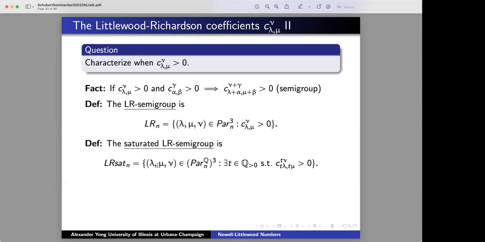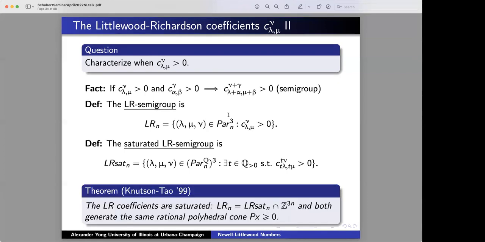What's that? Here, lambda mu nu are going to be rational partitions. That means non-negative decreasing sequences of rational numbers. And you are in the saturated LR semigroup if you can rescale by a positive rational to be in the LR semigroup. It's an odd definition, but something important to this talk.